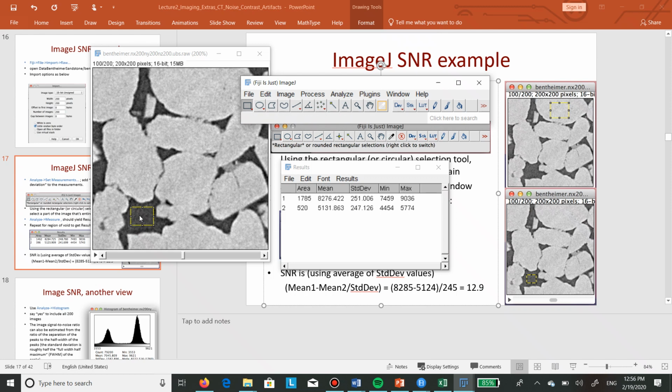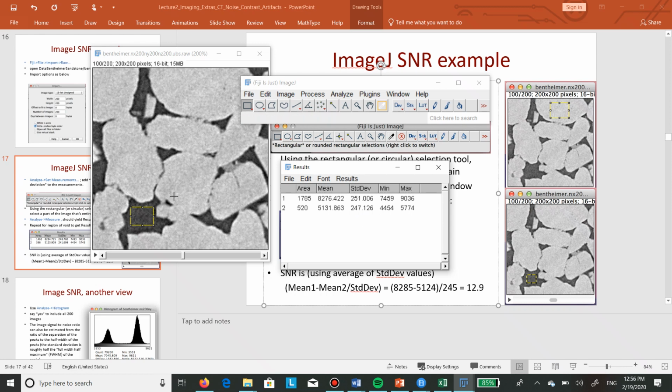And if I do analyze measure again, I'm going to get a measurement. So this is a little smaller rectangle, and I have a smaller mean. So I have a jump of about 3,000 here, right? My standard deviation compared to within both is around 250, so I'm dealing with a similar type of noise in both areas. But 250 compared to 3,000, right, is still discernible, right? So I have enough.